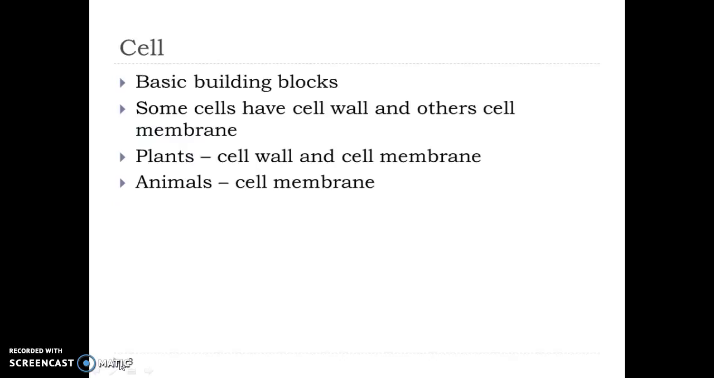Coming to the cell, it is the basic building block of any organism. A multicellular organism is built from a unicellular organism, or a cell. A cell divides, then forms the tissues, then organs and everything. So the basic building block of life is nothing but the cell. Some cells have a cell wall and the others have a cell membrane. For example, a plant cell has both a cell wall as well as a cell membrane, but animals have only a cell membrane.